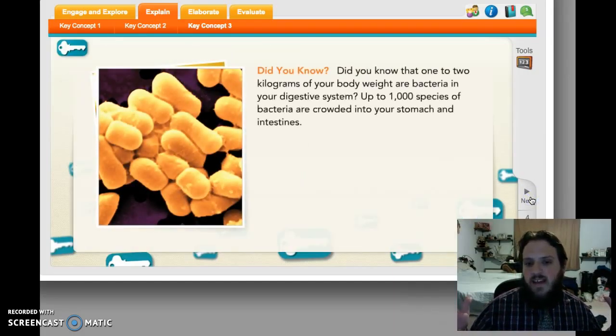Quick little fact to end. 2 kilograms of your body weight, which is roughly 4 pounds, it's like 4.5 pounds, are actually bacteria. You can have up to 1,000 species of bacteria in your stomach and intestines, and that makes up that weight.